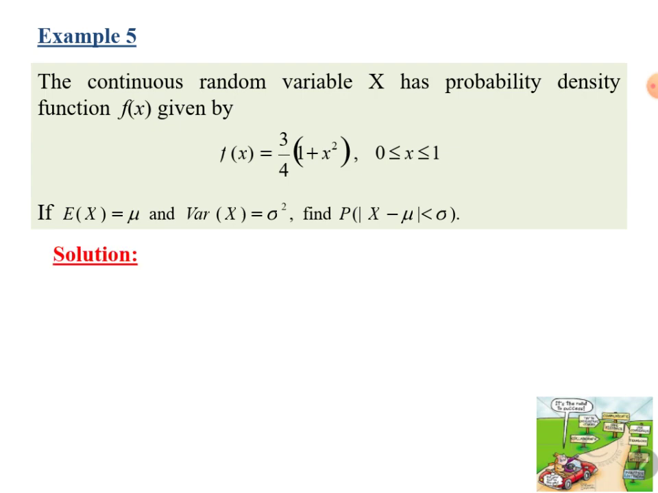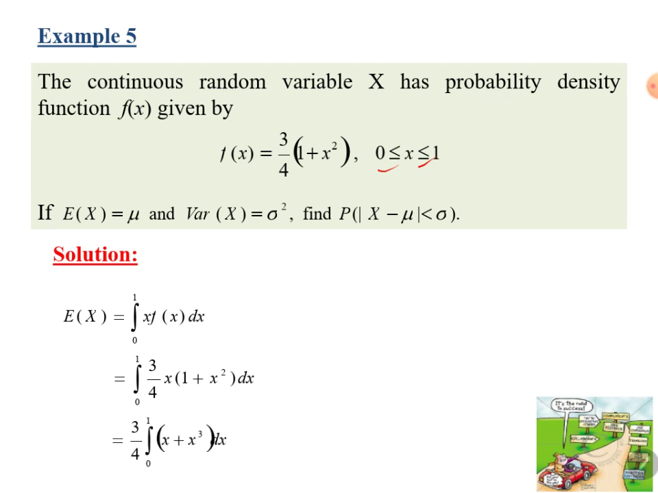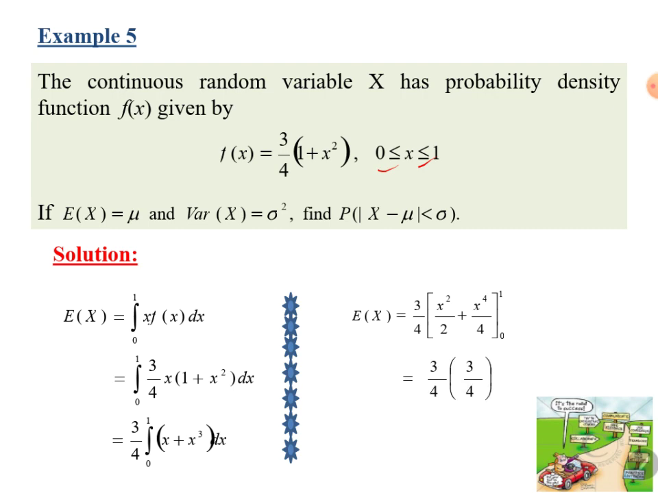So how to find the expected value? We use the formula of x multiplied by its probability. By following the interval, it should be the integral from 0 to 1 of x multiplied by 3 over 4 of 1 plus x squared. So integrating this expression, we get 3 over 4 of x squared over 2 plus x to the power 4 over 4, from 0 to 1. And then we get E[x] equal to 9 over 16, which is equal to 0.5625. And then we have found mu.